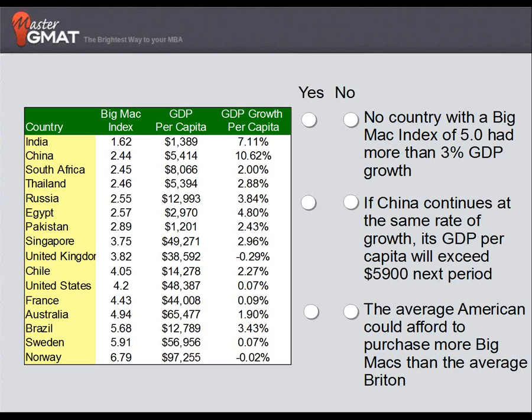Statement 1 says, no country with a Big Mac index of 5.0 or higher had more than 3% GDP growth. So I'm going to sort the table by Big Mac index in ascending order. Oh, actually, I see I've already done so. And as you can see here, the last 3 rows in the table represent the countries with the largest Big Mac index. It's Brazil, Sweden, and Norway. Wow, $7 for a Big Mac.